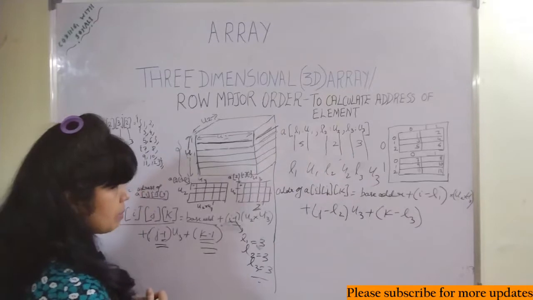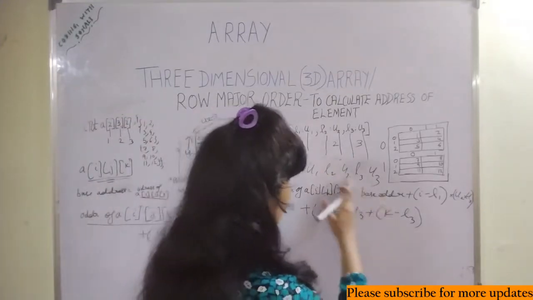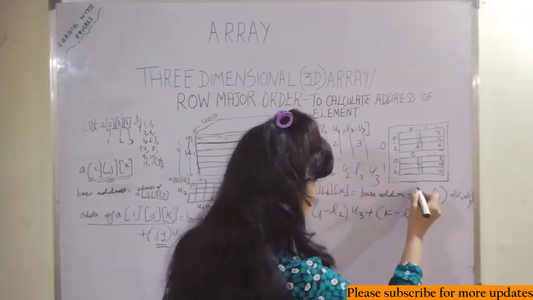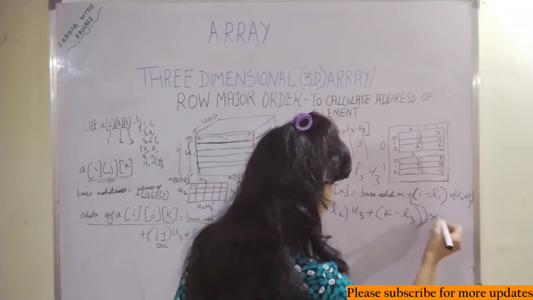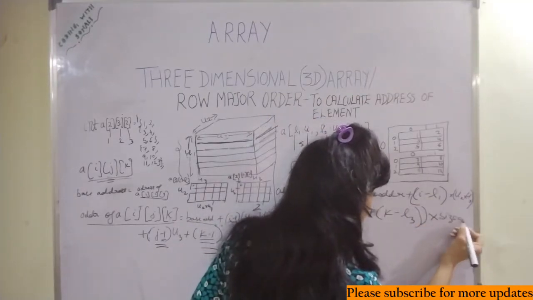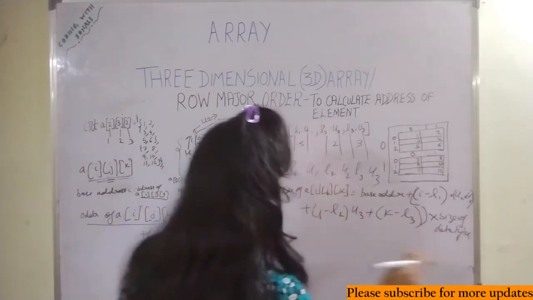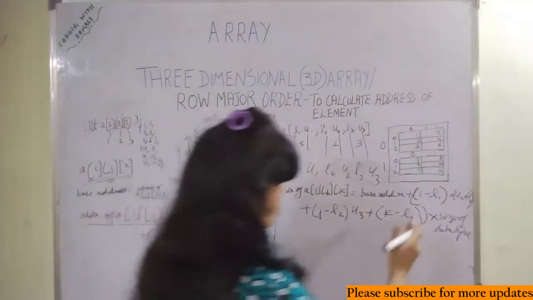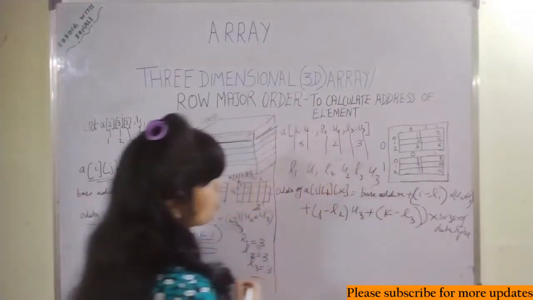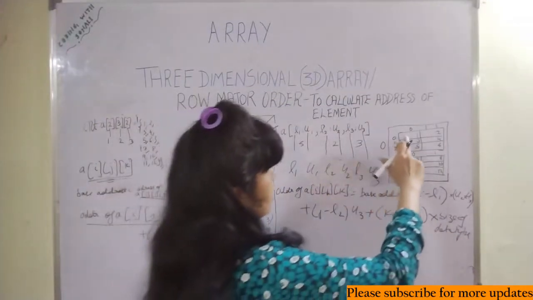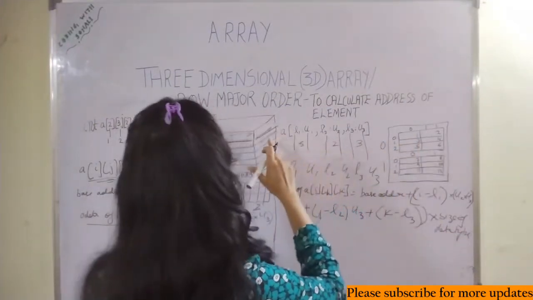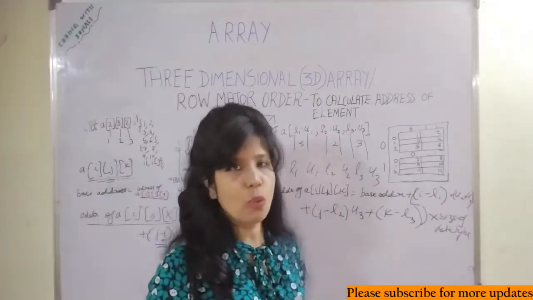So we got this expression, and now finally we have to multiply this whole expression by the size of the data type, right? Why am I multiplying this whole thing by the size of the data type? Because we know that each element, since it is of the integer data type we are considering, takes a total of 4 bytes.